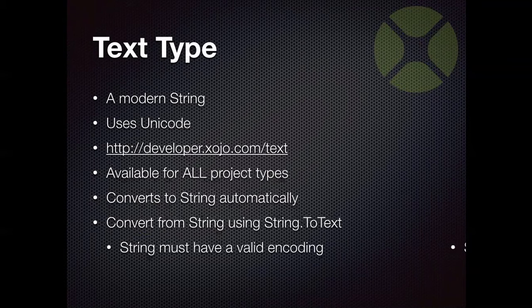And that will take the string and convert it to a text, but the string must have a valid encoding. And we'll talk more about encodings, of course. This is a very confusing subject, and hopefully I can help straighten it up for a few people. Essentially, if you create a string in your Xojo code, it's going to have an encoding set automatically. So ToText on it will work. But if your string came from somewhere else, there's a chance that it does not have an encoding.